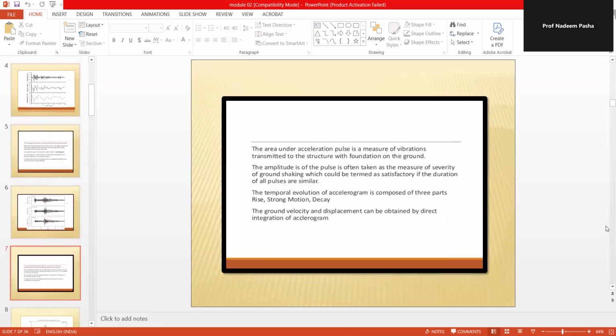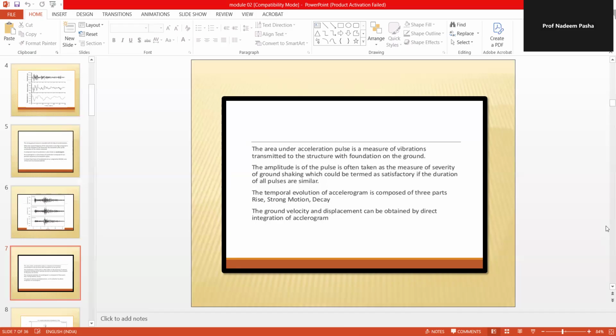The area under acceleration pulse is a measure of vibration transmitted to the structure with the foundation on the ground. The amplitude of the pulse is often taken as the measure of severity of ground shaking, which could be termed as satisfactory if the duration of all pulses are similar. The temporal evolution of accelerogram is composed of three parts: rise, strong motion, decay. The ground velocity and displacement can be obtained by direct integration of accelerogram.